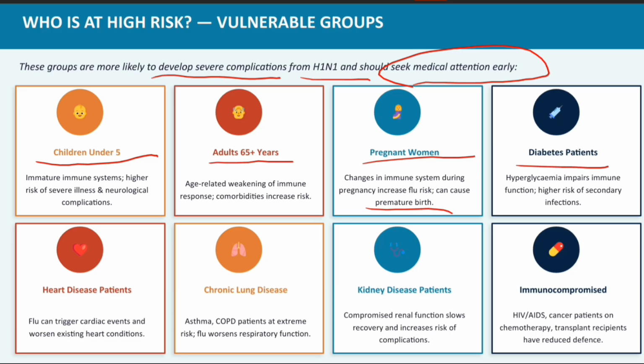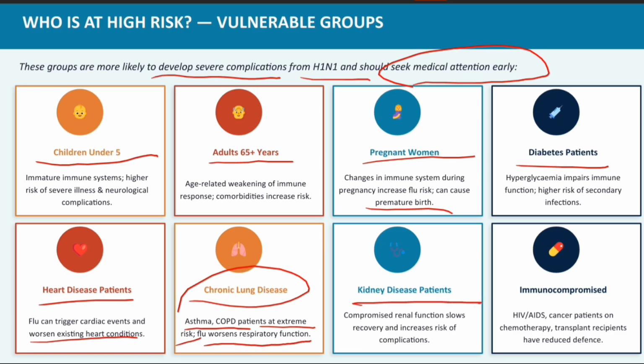So high blood sugar weakens the immune system and makes fighting infections much harder. The next one is heart disease. Flu can trigger cardiac events and worsen existing heart conditions. Chronic lung diseases, asthma, COPD patients are at extreme risk. Flu worsens respiratory function. Kidney diseases and immunocompromised persons also need to take care.